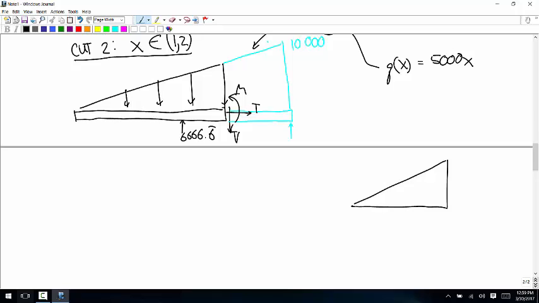I guess I'll do this again. So this triangle has a width of x, a height of 5,000x. The centroid is a third of the way from the wall towards the point. The area is base times height over 2. And now we can represent this free body diagram with a point force instead of a distributed load.